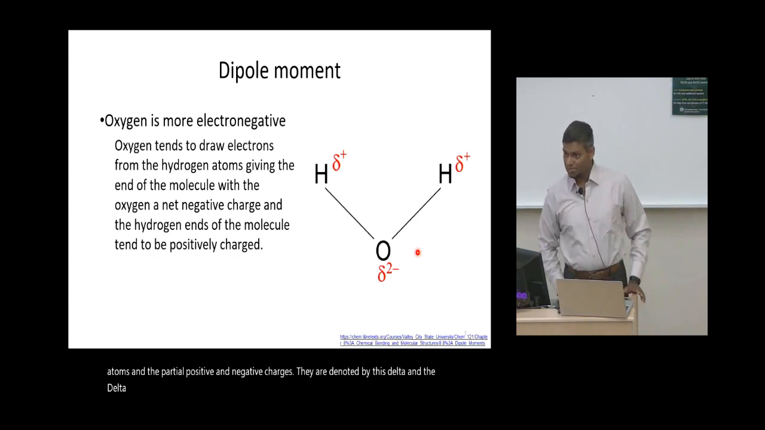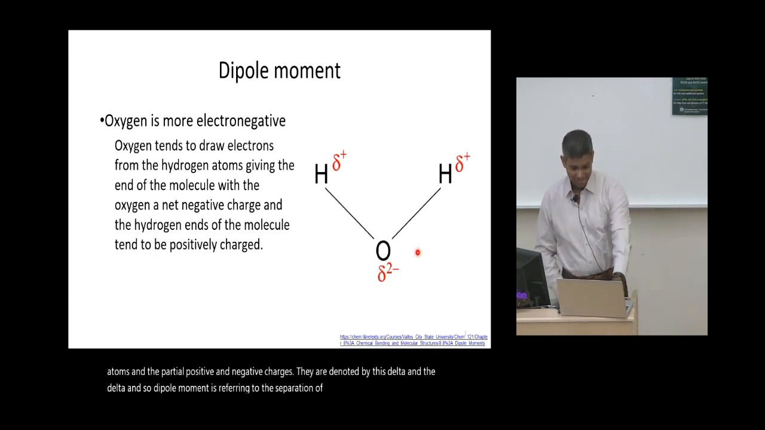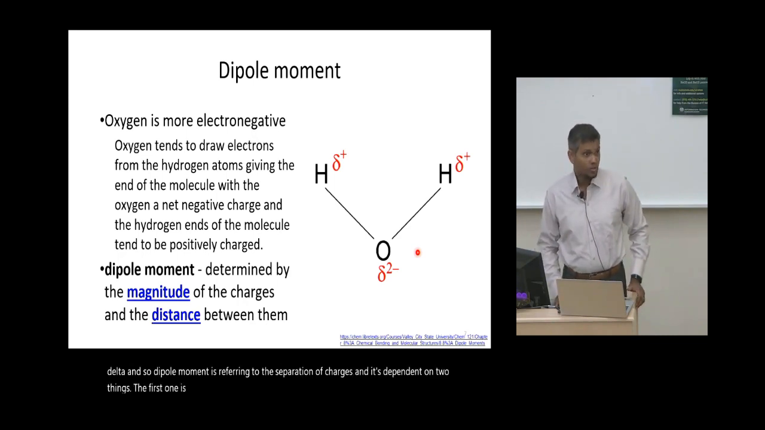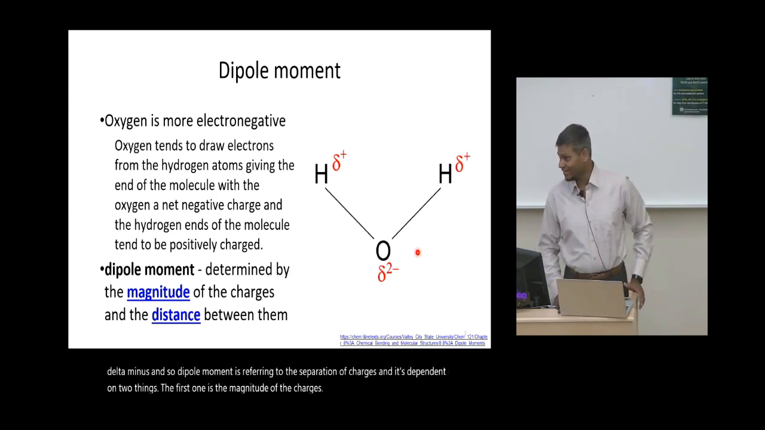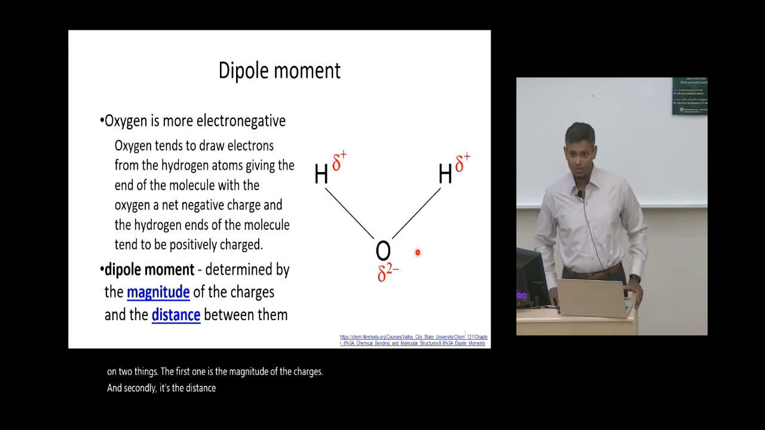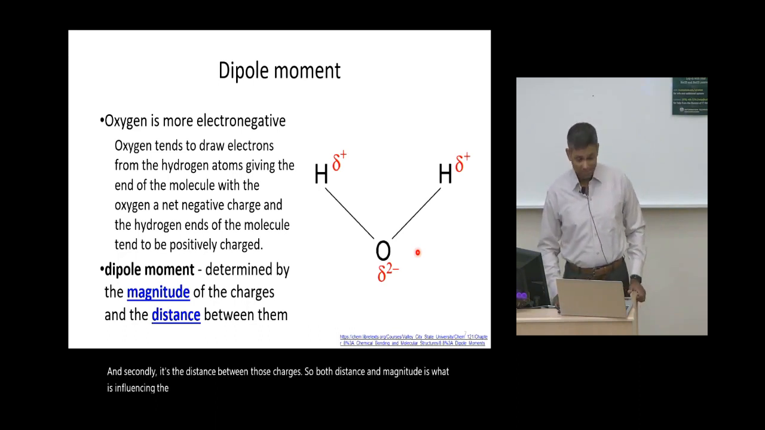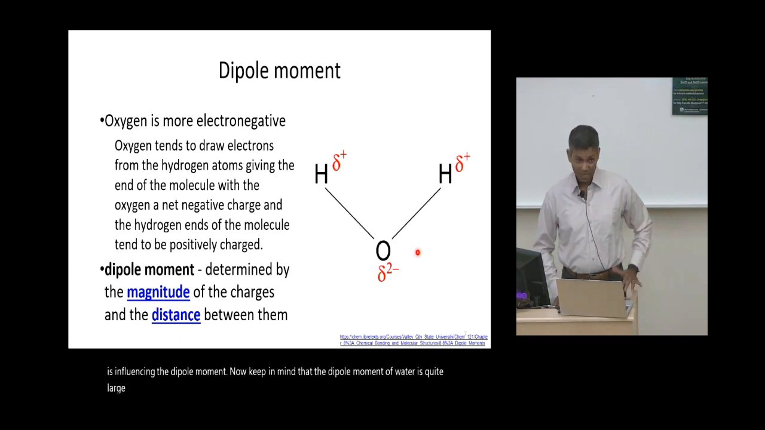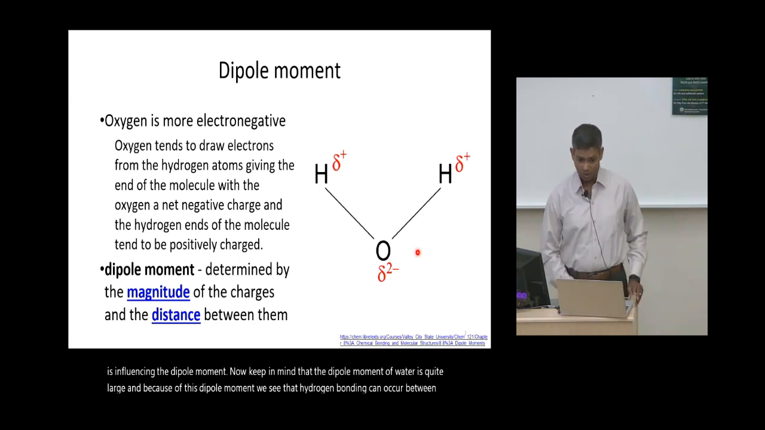And so dipole moment is referring to the separation of charges, and it's dependent on 2 things. The first one is the magnitude of the charges, and secondly, it's the distance between those charges. So both distance and magnitude influence the dipole moment. Now keep in mind that the dipole moment of water is quite large, and because of this dipole moment, we see that hydrogen bonding can occur between the different water molecules.